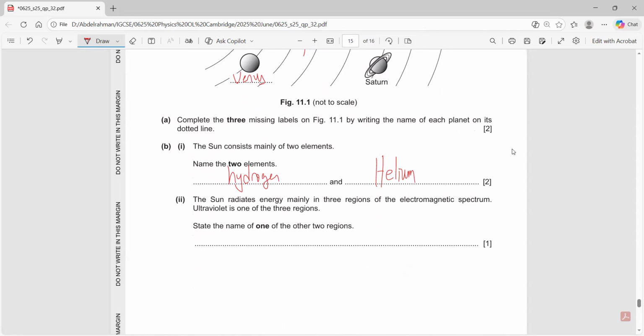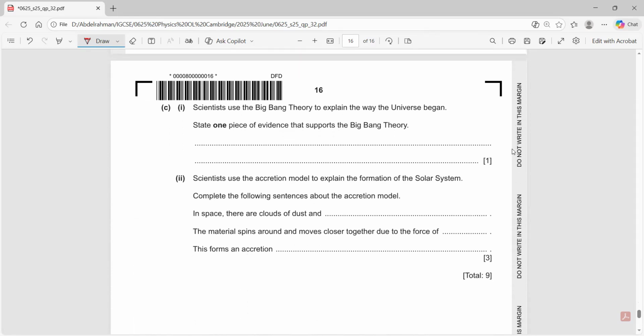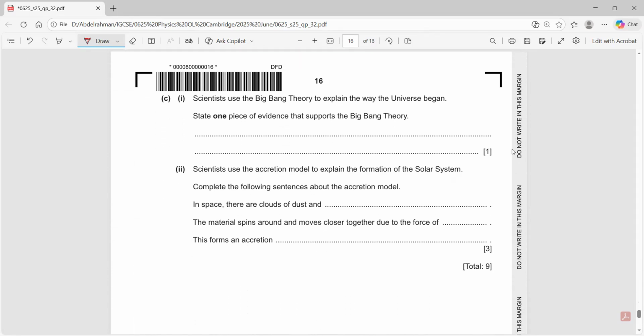The sun radiates energy mainly in 3 regions. Ultraviolet is one of them. State one of the other 2 regions. The other 2 regions are visible light and infrared radiation. Scientists use the Big Bang theory to explain how the universe began. State one piece of evidence that supports the Big Bang theory. One piece of evidence would be the red shift. This explains why the universe is expanding.